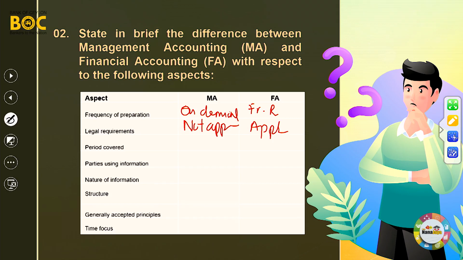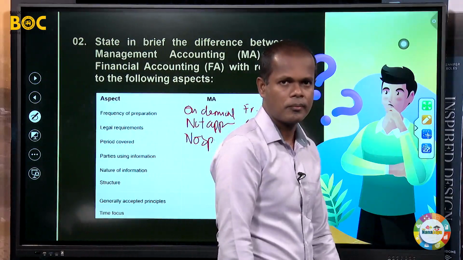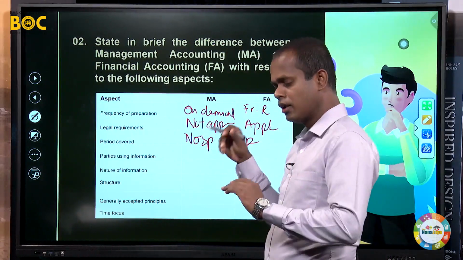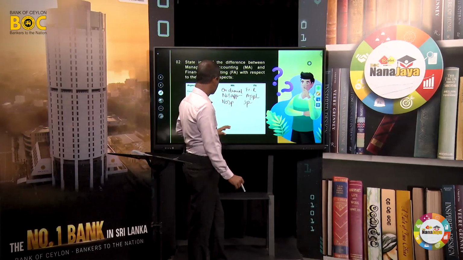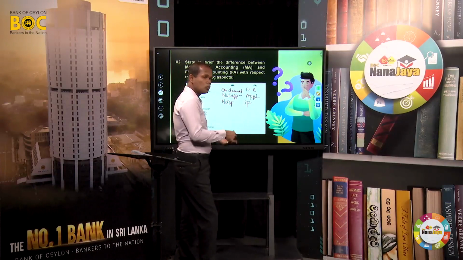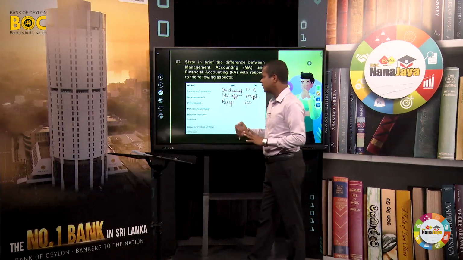The time period covered. In management accounting, there is no specific time period. But in financial accounting you have a specific time period. If you prepare for a year, you prepare an annual financial statement for a specific time period. But in management accounting, maybe for a day, an hour, a week, 2 weeks, 2 months, 6 months, years, 5 years, 6 years, no specific time period.